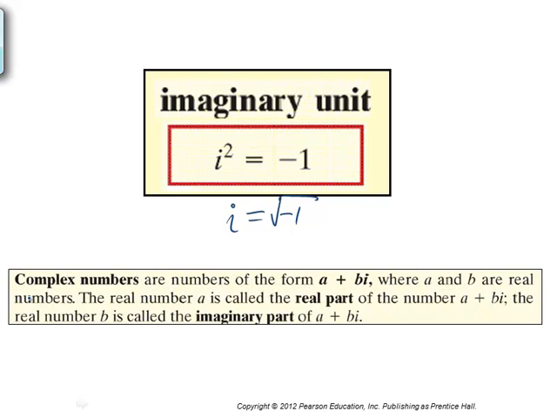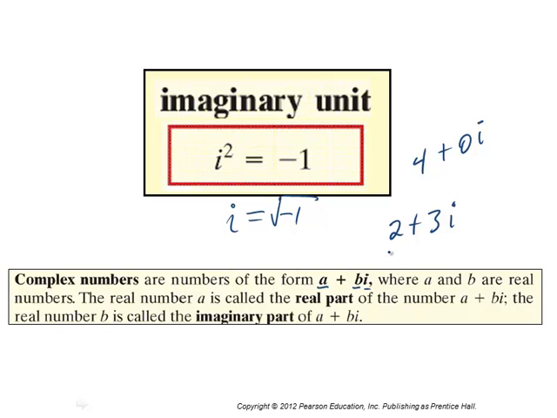When we talk about a complex number, that's going to be where we have some real number like a plus some other real number b times i. So for example, 2 plus 3i. Any number that you could write in the form of a plus bi, where a and b are real numbers, is a complex number. In fact, any real number, like for example 4, could be written as a complex number, because you could write it like this: 4 plus 0i.